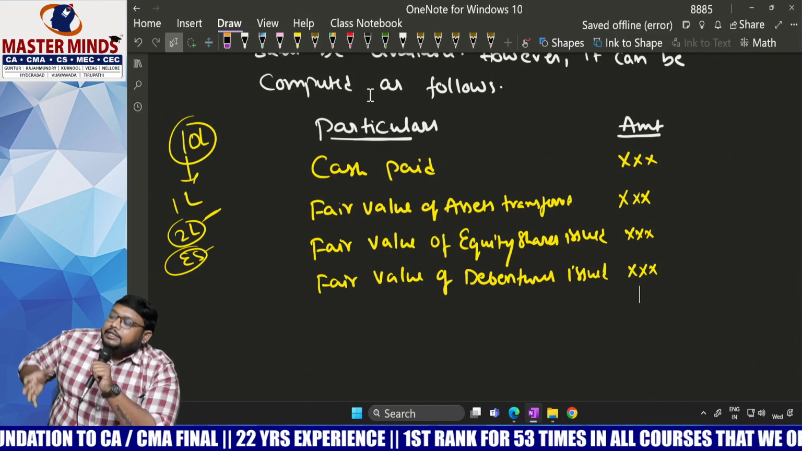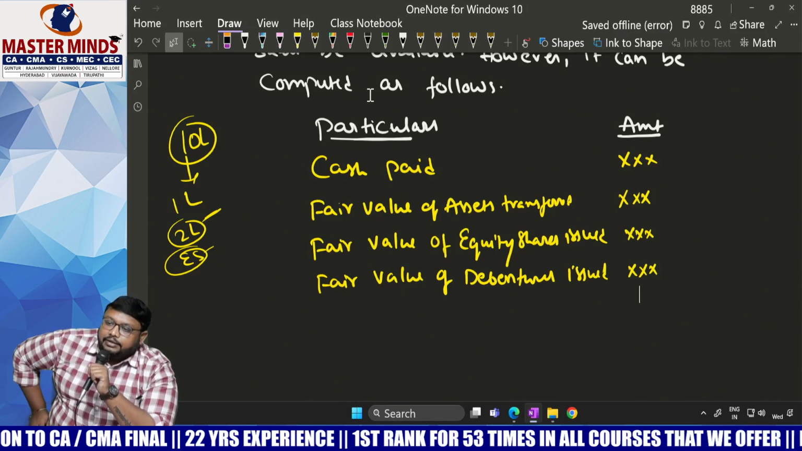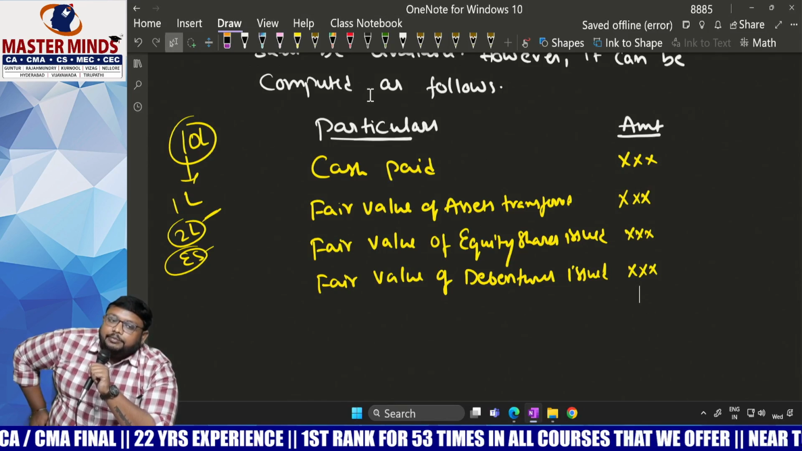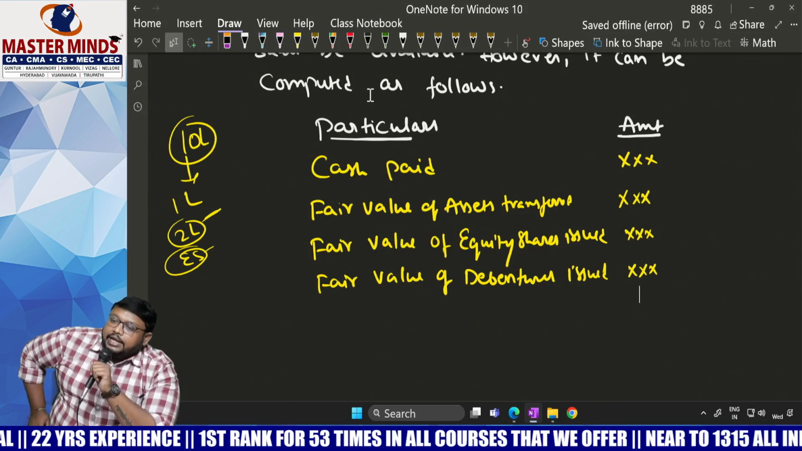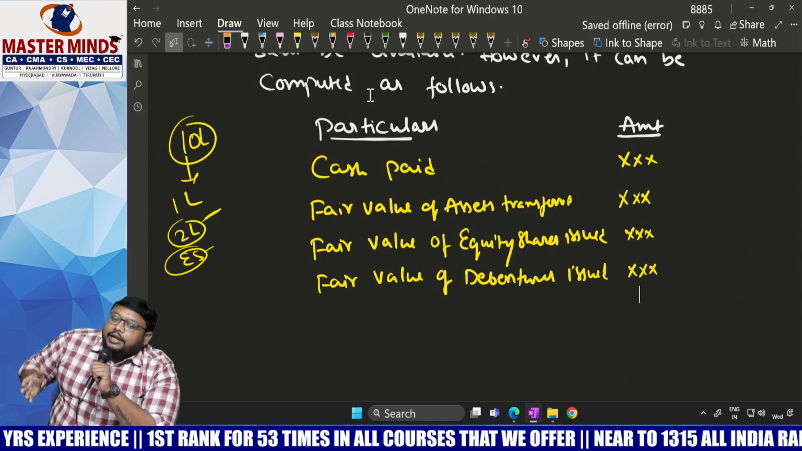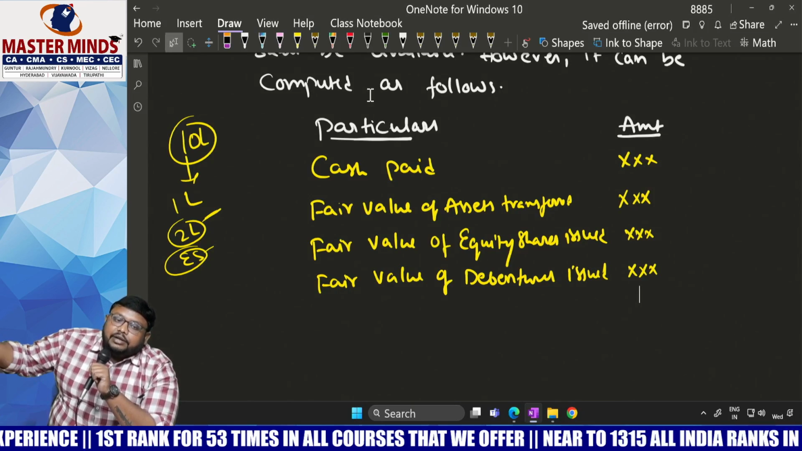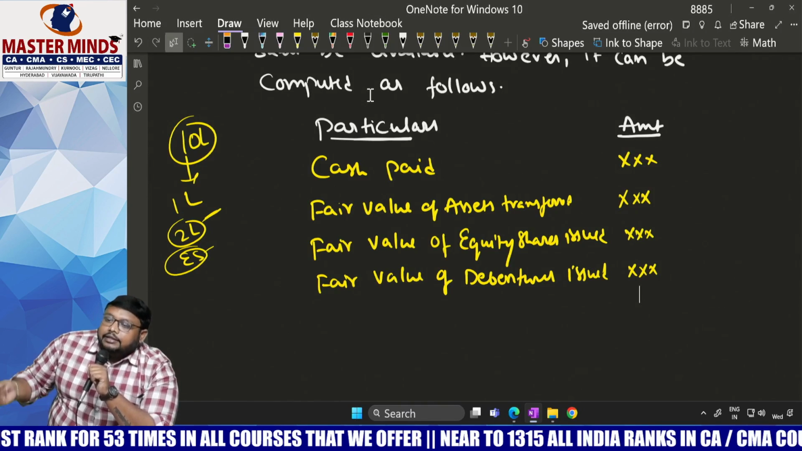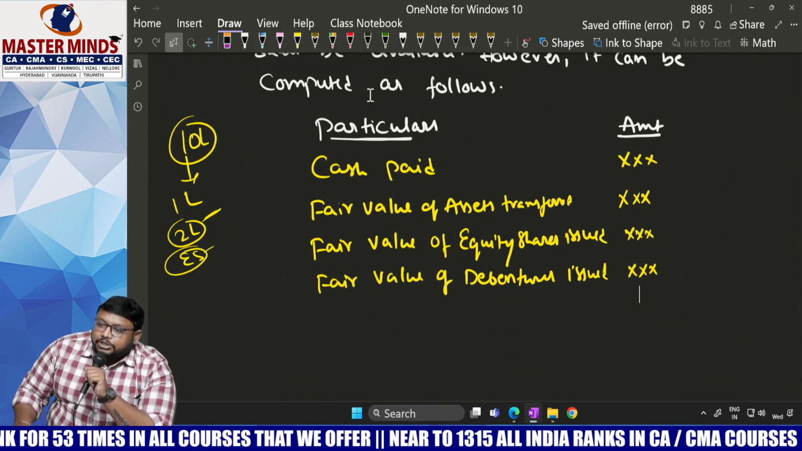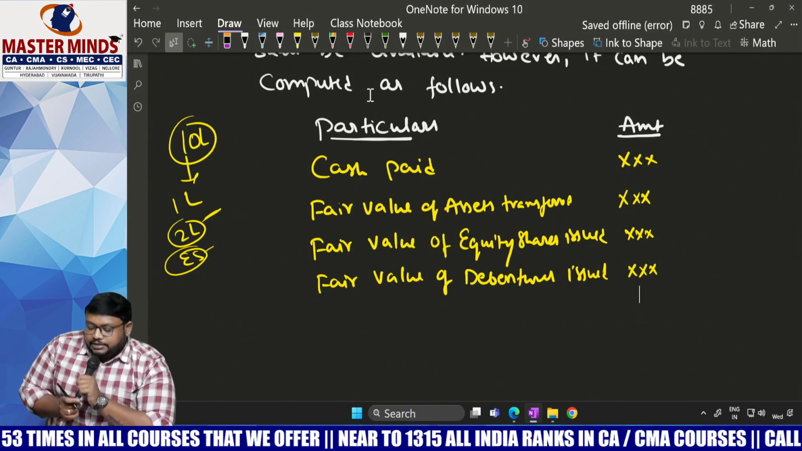What is the present value of the 2 lakhs? We have to calculate. What is the present value? It might be less than 2 lakhs or more than 2 lakhs. Less than 2 lakhs. So 2 lakhs you are getting in the future, what is the value at present? The present value of deferred consideration. If any deferred consideration is there, that present value of deferred consideration also will be added into the purchase consideration.